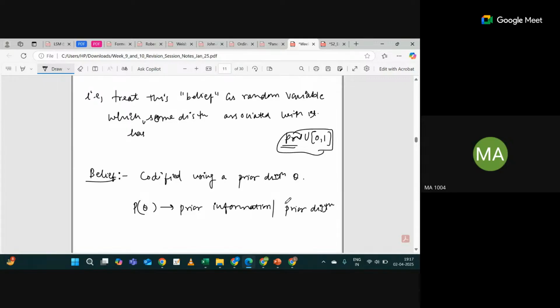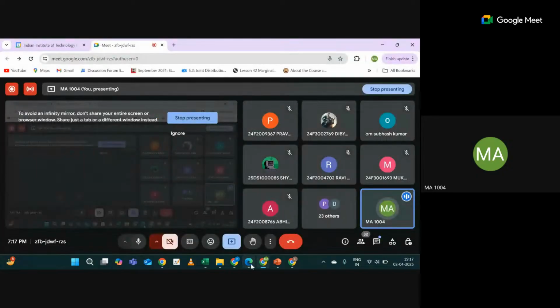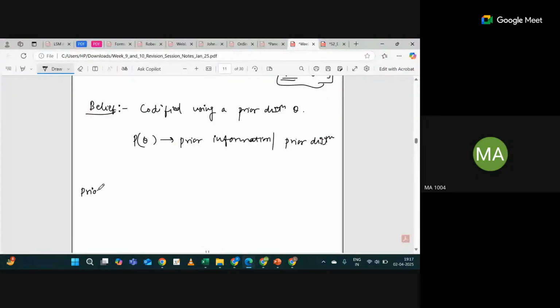Now, what is the main task? The main task is that whatever prior experience and prior information you have, with the help of data you are going to update your belief. Is the rough idea clear? You have some prior information, and with the help of data you are going to update your belief. So what is the meaning of update your belief?